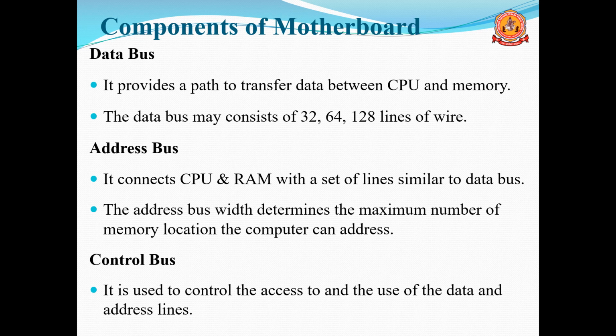The last one is the control bus. It is used to control access to the data and address lines. It carries the control signals to control the data and address lines. Remember: the data bus is used to transfer the data signals, the address bus is used to transfer the address signals, and the control bus is used to transfer the control signals that control the address and data bus. These are the three types of system bus.